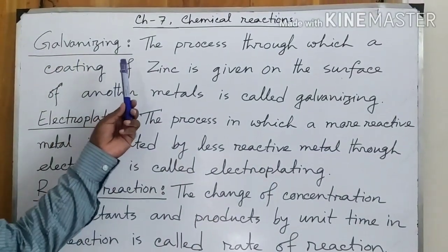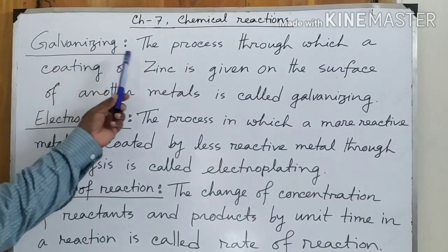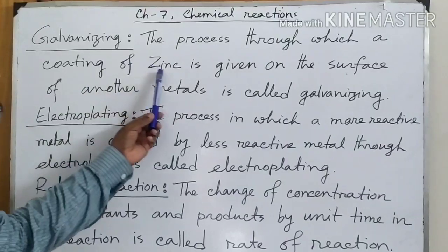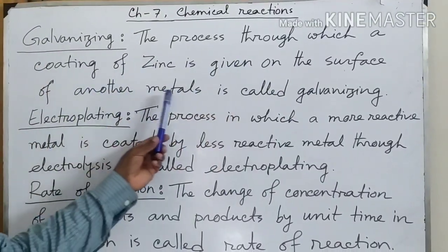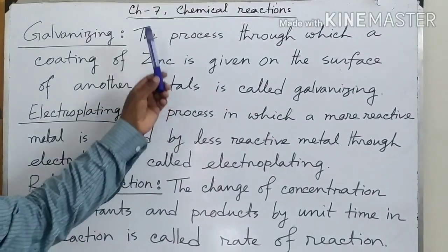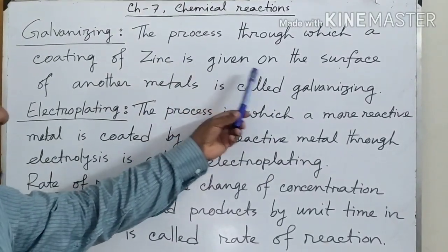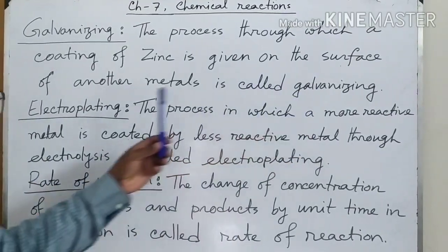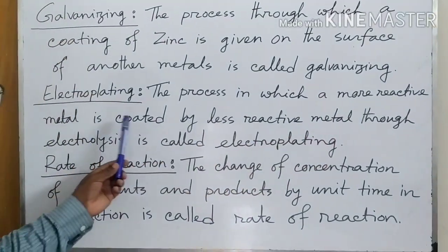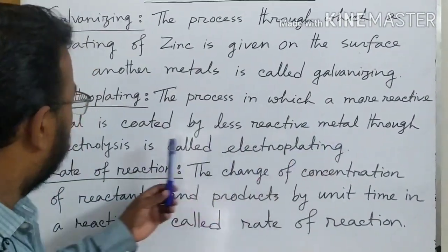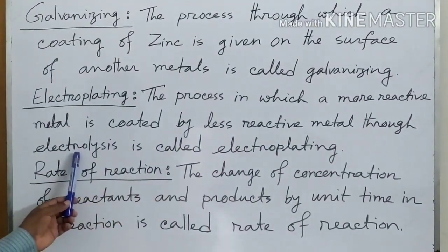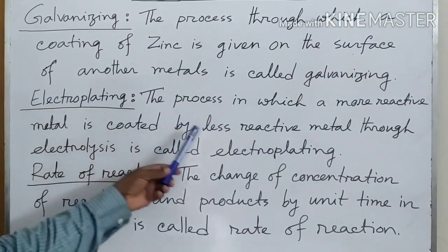Okay, dear students, now all of you see the word I have written, galvanizing. All of you write it in your copy. The process through which a coating of zinc is given on the surface of another metal is called galvanizing. Actually, it is the coating of zinc given on the surface of another metal, and this process is called galvanizing. Now, electroplating. The process in which a less reactive metal is coated on a more reactive metal through electrolysis is called electroplating. So this coating is done by electrolysis process, that's why it is called electroplating.